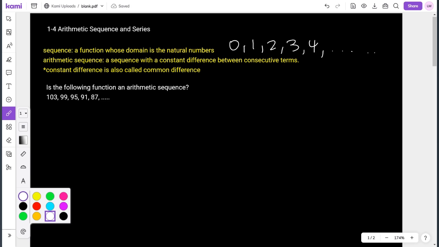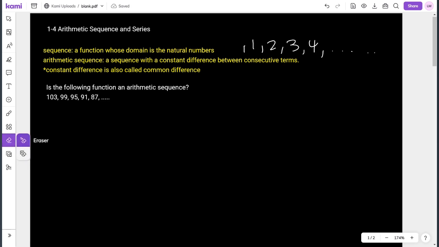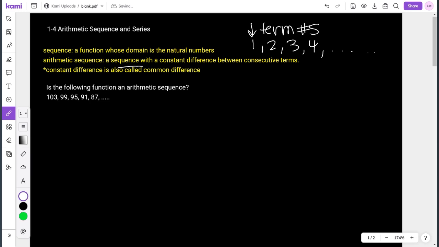Actually, it doesn't even include 0 because these are counting numbers and we don't learn to count with 0. So natural numbers start with 1 and move up. Arithmetic sequence has a constant difference between the two. So the domain will represent our term numbers, and then the sequence with a constant difference, that's going to be our output. So they'll be like adding 3 to move through the sequence or subtracting 5.